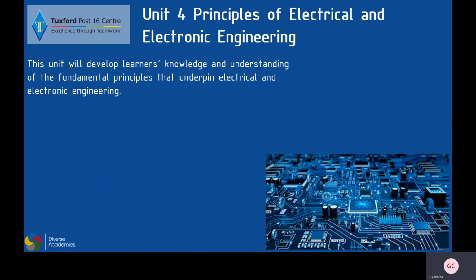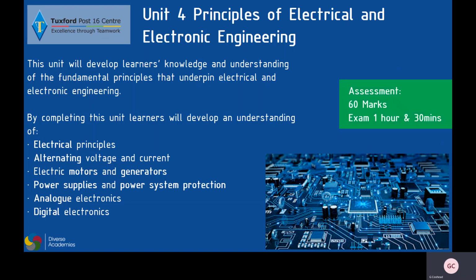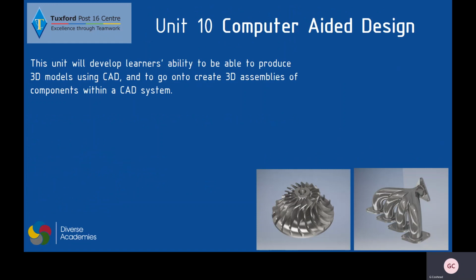Unit 4 is Principles of Electrical and Electronic Engineering, where they're going to be looking into the principles that underpin the engineering of systems in electronics and engineering. For example, alternating voltage and current, electric motors and generators, power supplies and power systems, analog and digital electronics. This is the final unit of work assessed by an exam, and it's 60 marks and 1 hour and 30 minutes long.